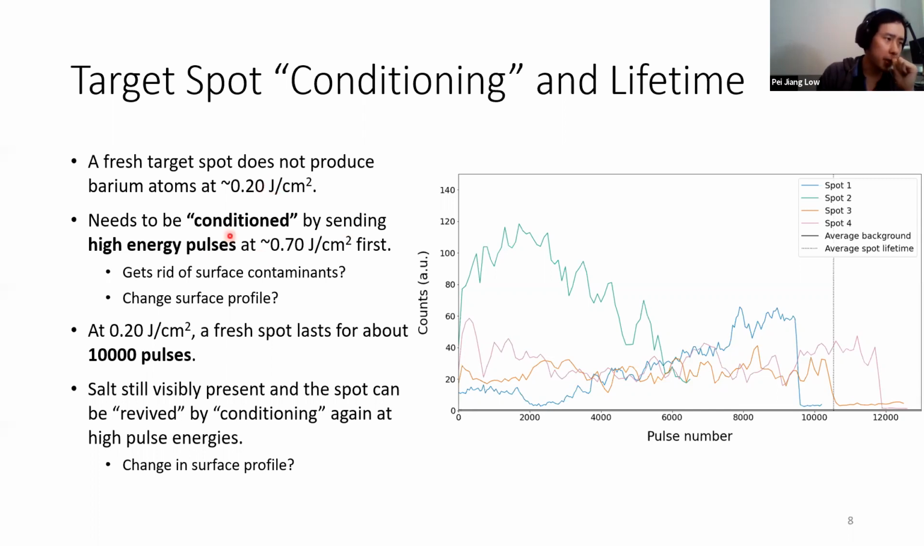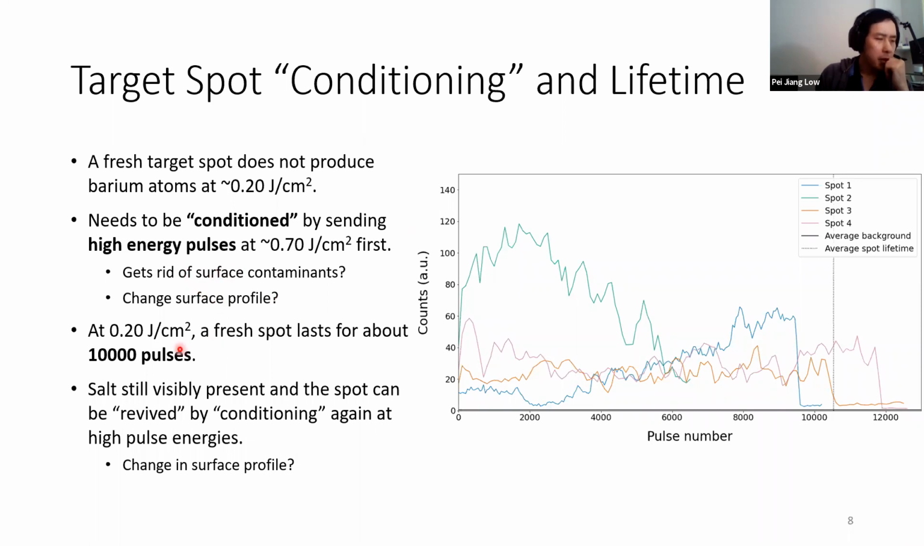We call this process conditioning. For a fresh target spot, we need to send high pulse energy to do something to the surface. We are not sure what is happening, but this is what we see. Our conjectures are that we might be getting rid of the surface contaminants, or maybe changing the surface profile so that it is more directional. We are not sure, but this is what we see.